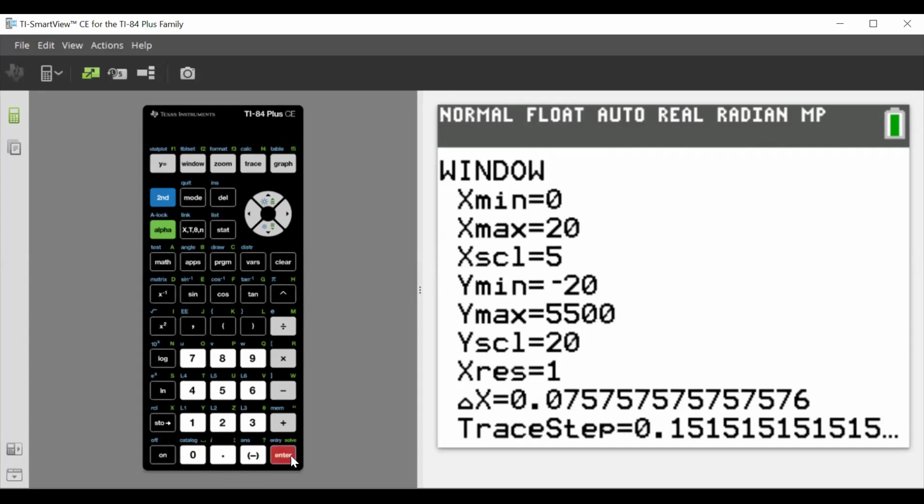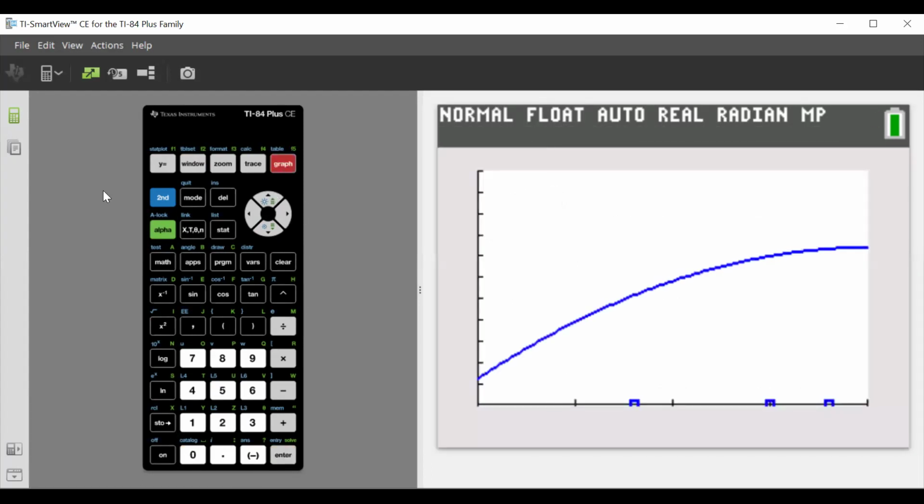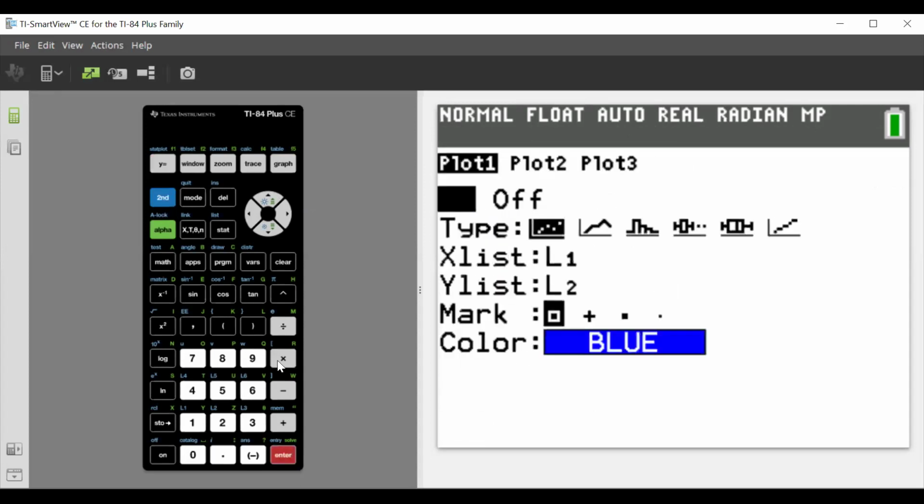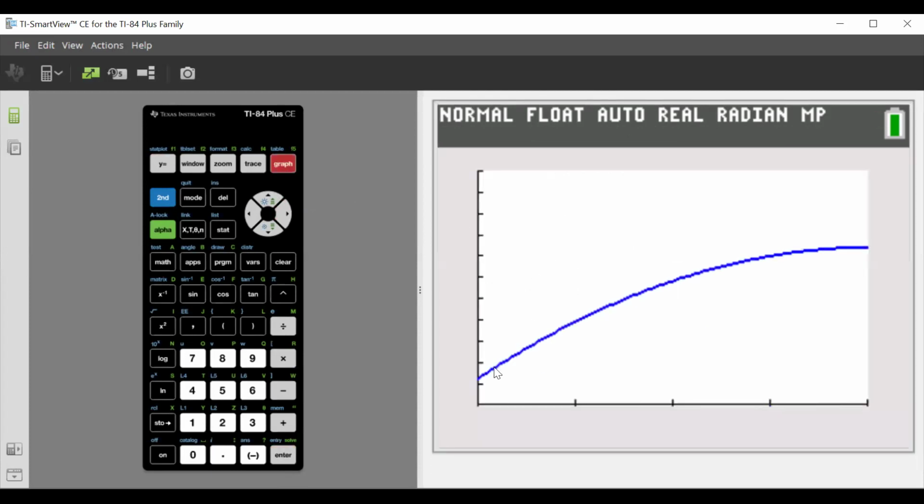I don't know how high we need to go. Let's go by 500 then. And now what's our graph look like? All right, so that's our graph. Apparently I have a stat plot on here, so let's turn stat plot off so we don't have to see those dots. All right, so that's what it looks like. So between 5 and 10 is what we're looking at.